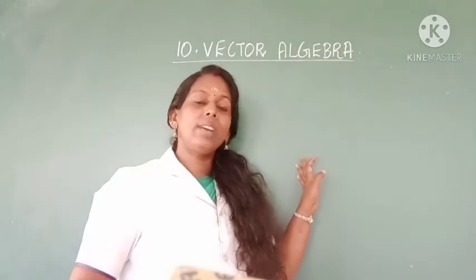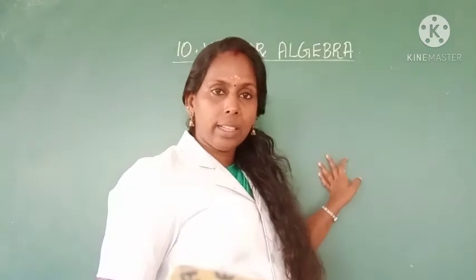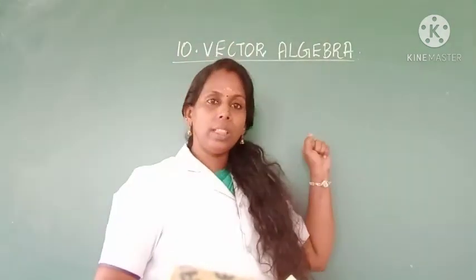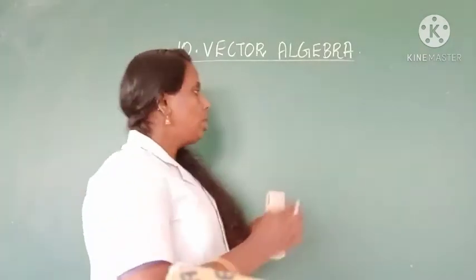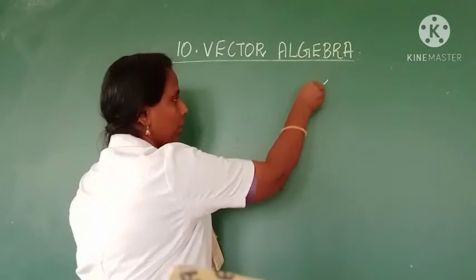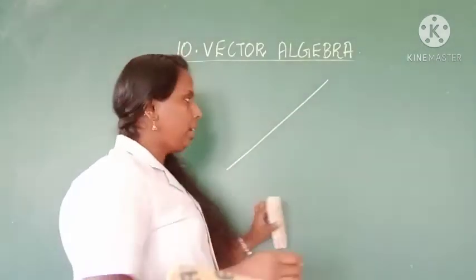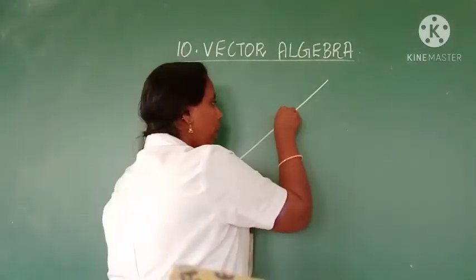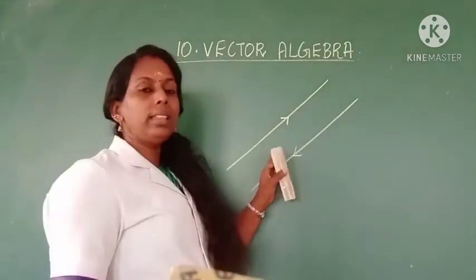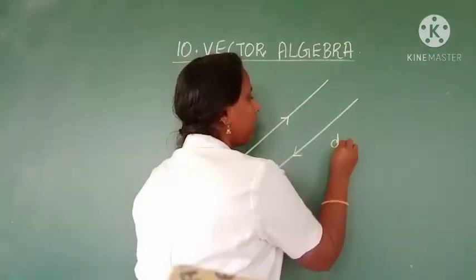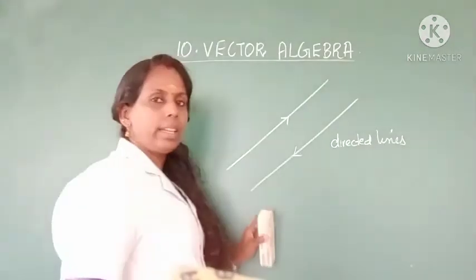I already told you, vectors are quantities having magnitude as well as direction. So let's start. Suppose we have a line, and if we give a direction to this line, then this line is called a directed line.